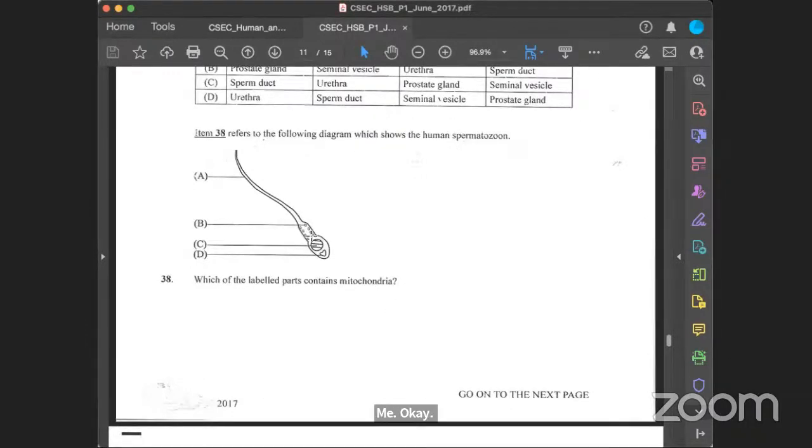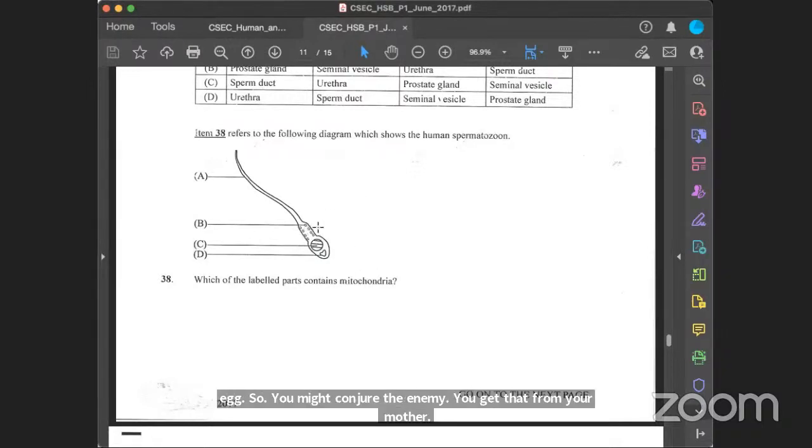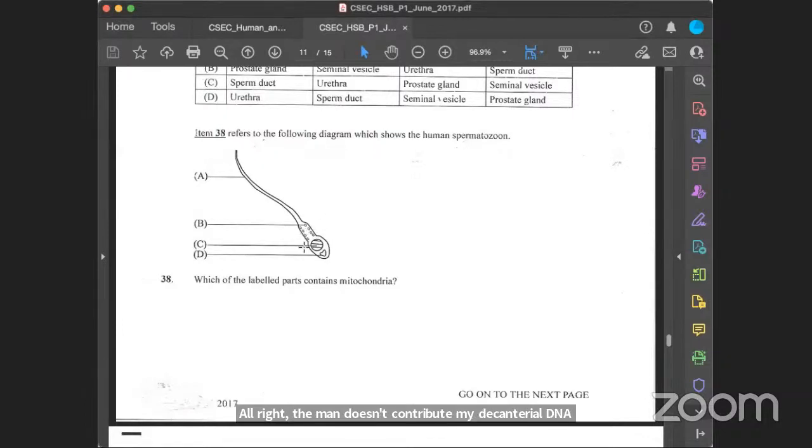That part doesn't go inside of the egg. So your mitochondrial DNA, you get that from your mother, right? The man doesn't contribute mitochondrial DNA. That's because this part does not go into the egg. Only this here goes in. What's A? What's D?